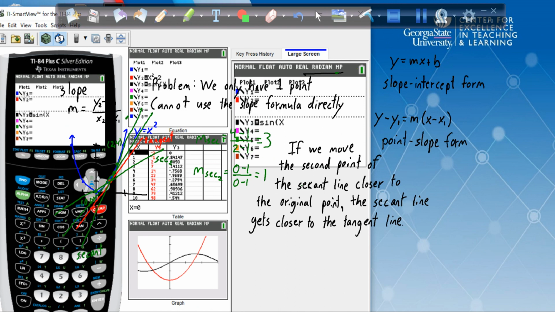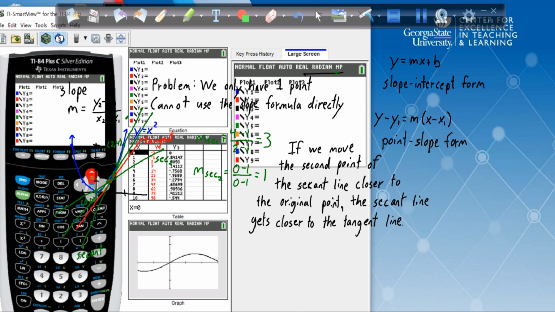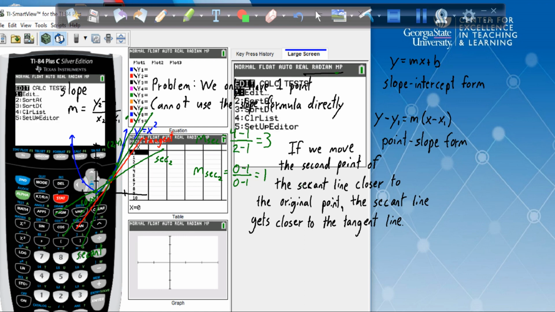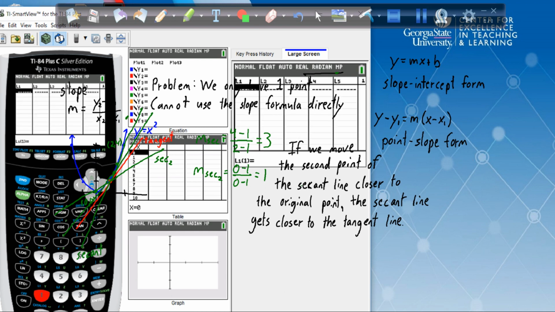Okay. So I'm going to go into y equals, actually, I'm not even going to do that. I'm just going to do this a different way. I'm going to go quickly here. I'm going to go into list, or stat, the stat button, and then go to edit, which is option 1. And I want to choose some x values very close to my original point.